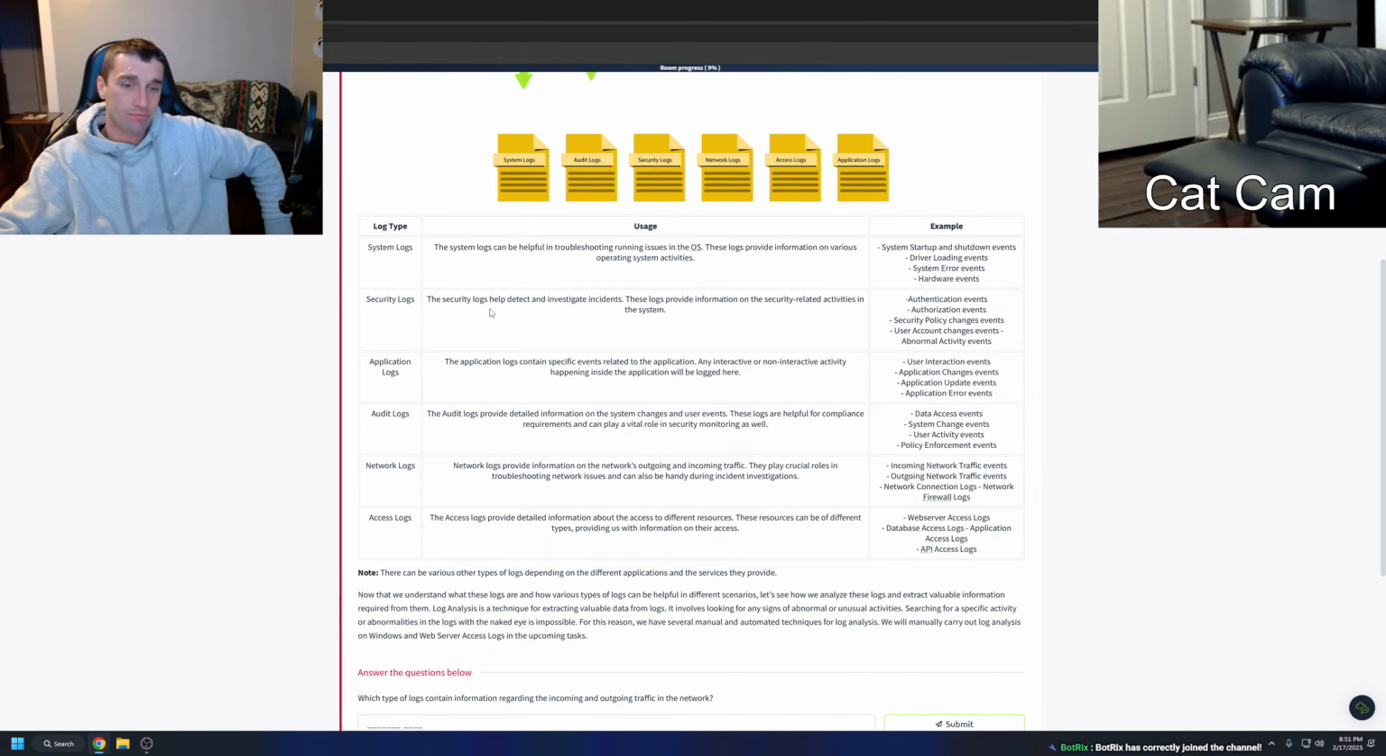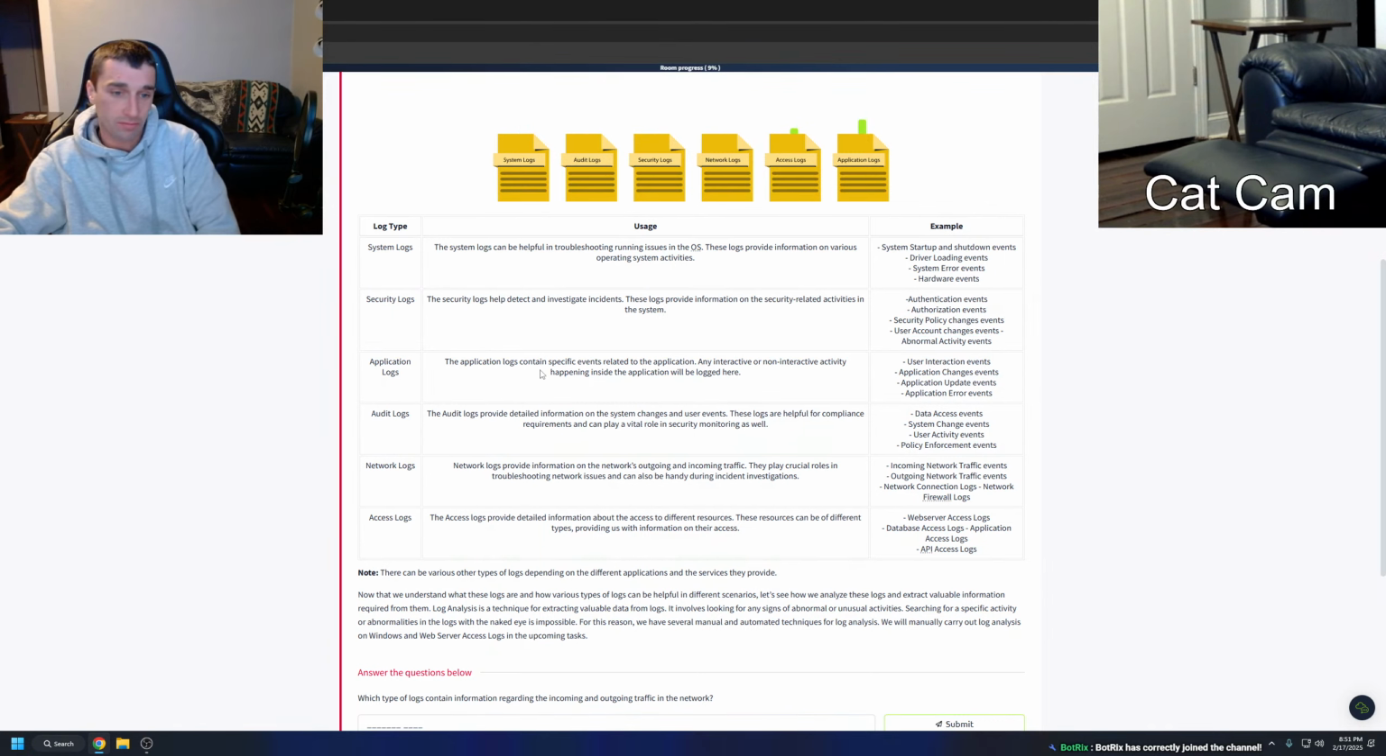Security logs. The security logs help detect and investigate incidents. These logs provide information on the security-related activities in the system: authentication events, authorization events, security policy changes events, user account changes events, abnormal activity events.